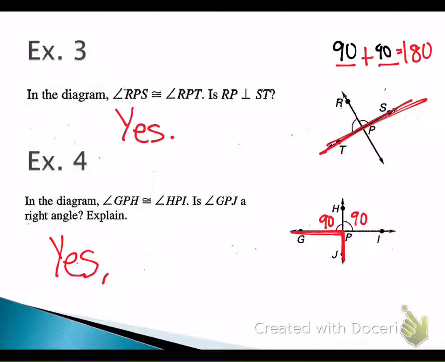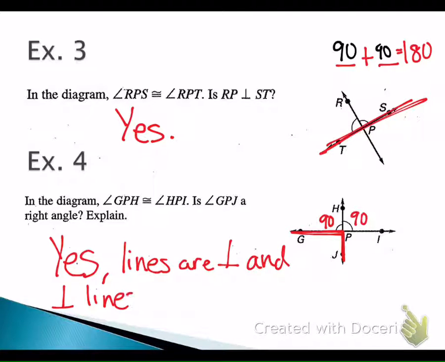Now, you could use theorem number 2 and say that perpendicular lines make 4 right angles. That's how you would get this guy. Or we've just created vertical angles like we talked about in chapter 2. So you could use vertical angles too. You could use either of the things you know. I'm going to say yes because the lines are perpendicular and perpendicular lines make 4 right angles.